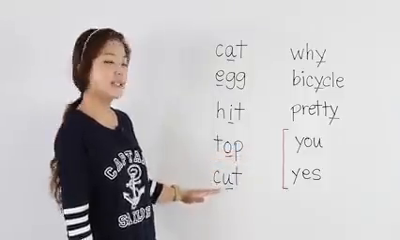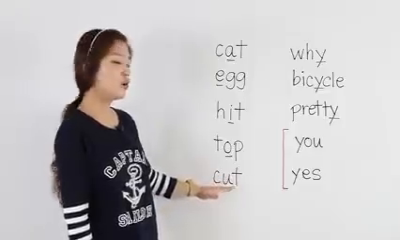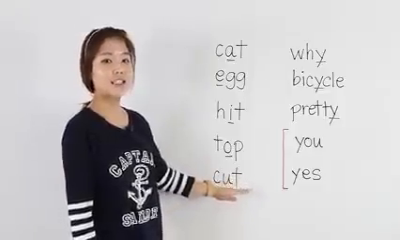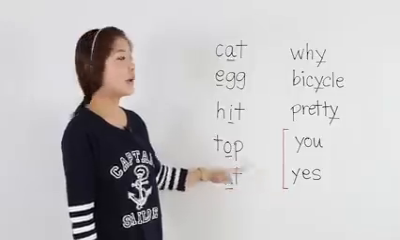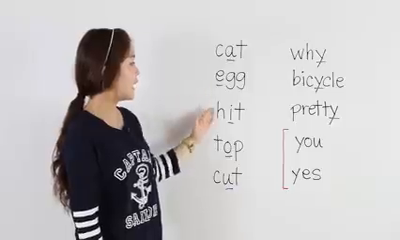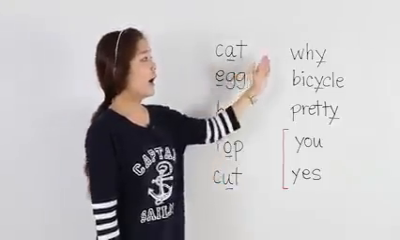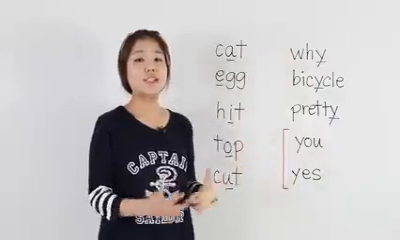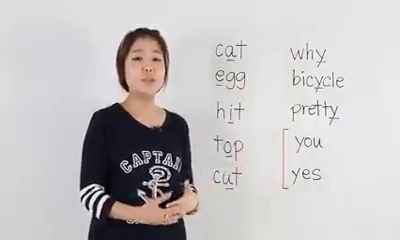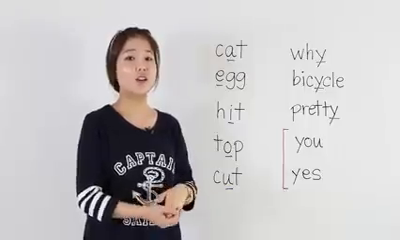The last word is cut. C is a consonant, U a vowel, and T a consonant. So we have the main vowels A, E, I, O, U. Now, I said Y is a special vowel. That's because sometimes it's a vowel and sometimes it's a consonant.